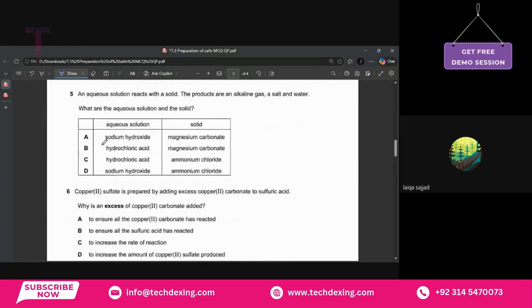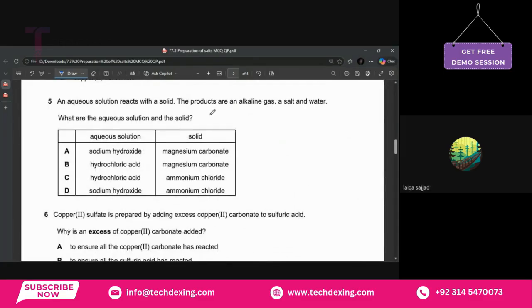Okay, then we are given an aqueous solution. It reacts with a solid. The products are an alkaline gas, a salt, and water. What are the aqueous solution and the solid? The options are: sodium hydroxide and magnesium carbonate, hydrochloric acid and magnesium carbonate, hydrochloric acid and ammonium chloride, or sodium hydroxide and ammonium chloride.